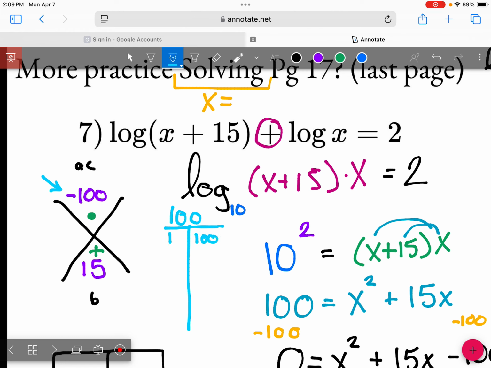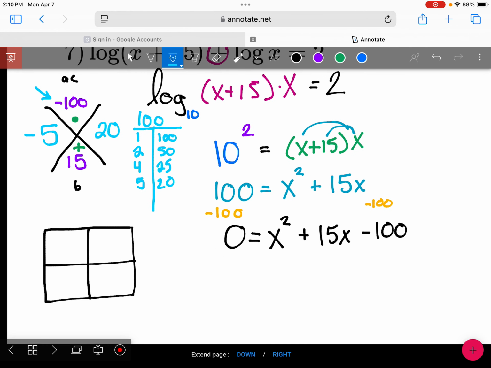1 plus 100 or 1 minus 100 is definitely not 15. 2 and 50 have a difference of 48. 100 doesn't divide by 3, but we have 4 and 25. They have a difference of 21. It's getting closer. When we start looking at 5 and 20, that's where we can see that they have a difference of 15. And if I need it to multiply to be negative 100 and add to be a positive 15, that means my 5's got to be negative. So if that's not necessarily intuitive for you, that's a way to work it through. If you do not like to use the box method, you do not have to. There are lots of options for you.